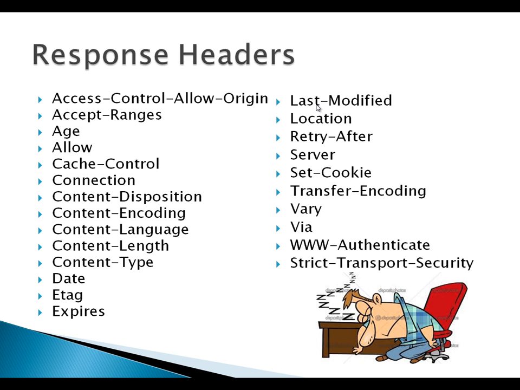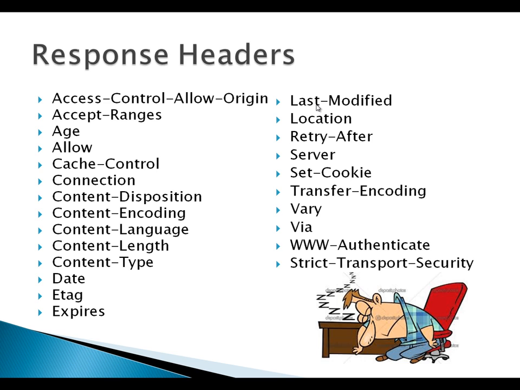The next header is the Age header. The Age header tells the age of the object in the proxy server in seconds, like how long the object was cached in the intermediate proxy server. If it's 0, that means it's not cached there. If it has a positive value, it means it's being served from the cache.